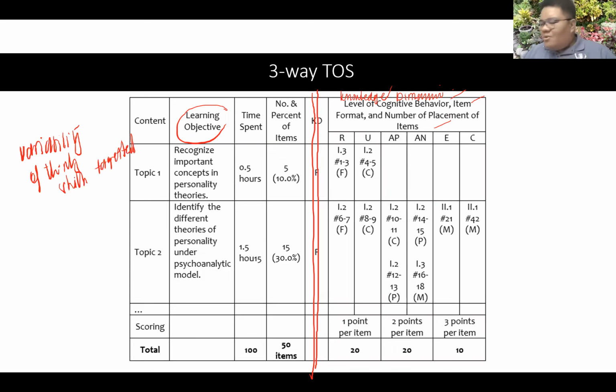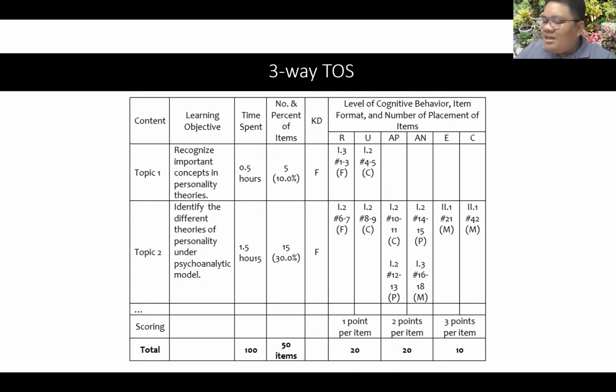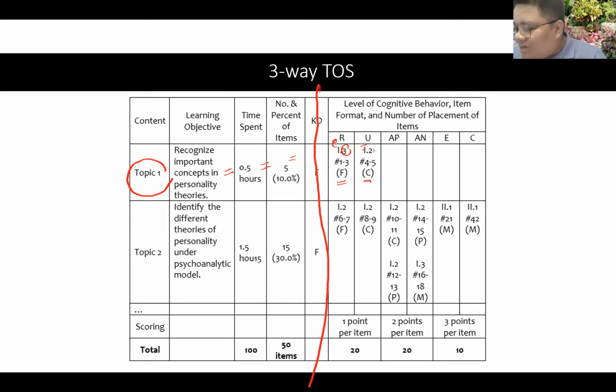Okay? Now, wag kayong masyadong ma-confuse at ma-overwhelm na, ay sir, bakit napakaraming naisulat dyan? Guys, pag titingnan nyo po, the same lang yan sa two-way TOS. This means that in topic 1, this is the learning objective, this is the time spent, this is the number of items, and now, for the 5 items class, 3 items will be multiple choice. From the 3 multiple choice items, factual po yun. From the 2 multiple choice items, conceptual po yun. Tapos dito class procedural at saka dito naman yung M natin which is metacognition.